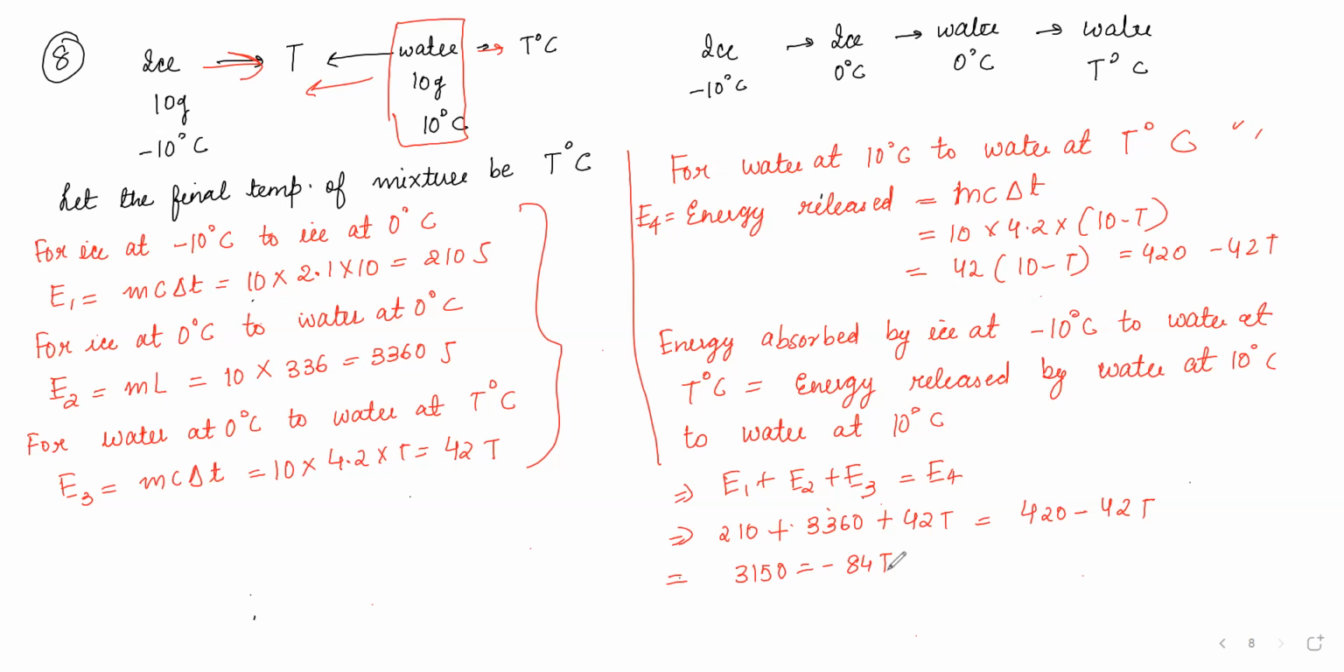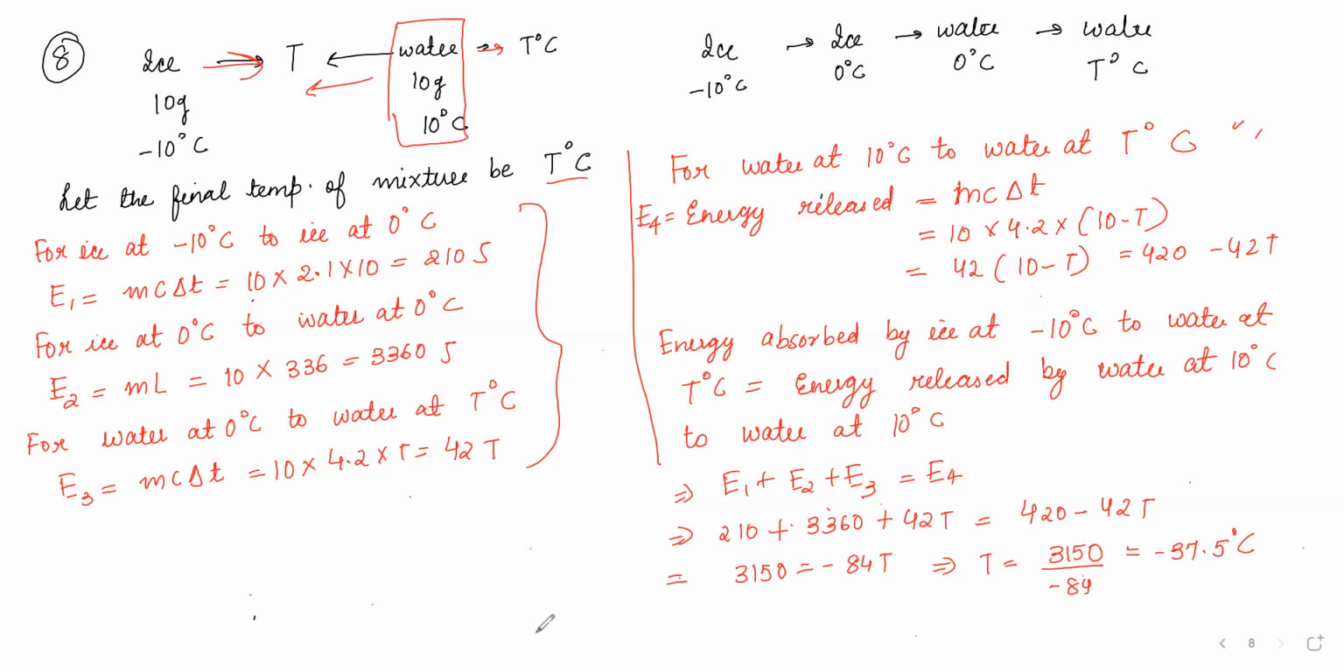So this implies T is equal to 3150 divided by minus 84, which we are calculating as minus 37.5 degrees Celsius. So you can see that we had assumed that the final temperature be 3 degrees Celsius, but it is coming as minus 37.5. So we clearly know that water cannot exist at this temperature. Okay, what does this mean? It clearly means that our assumption is wrong.